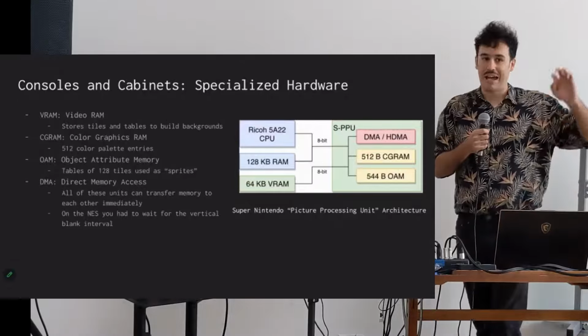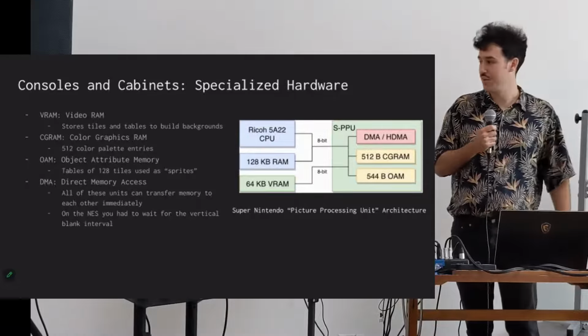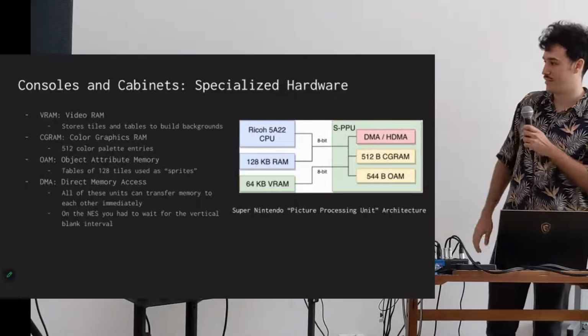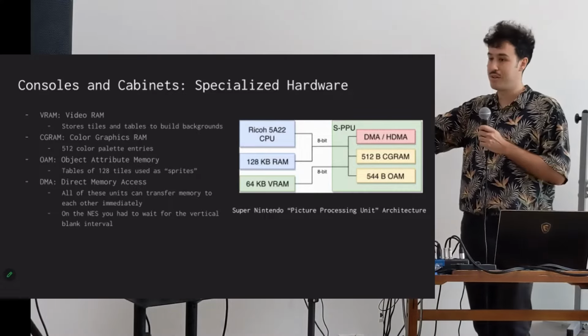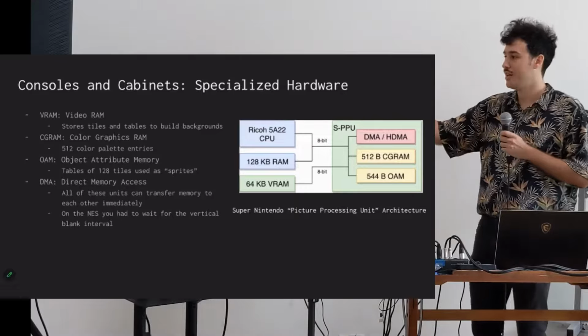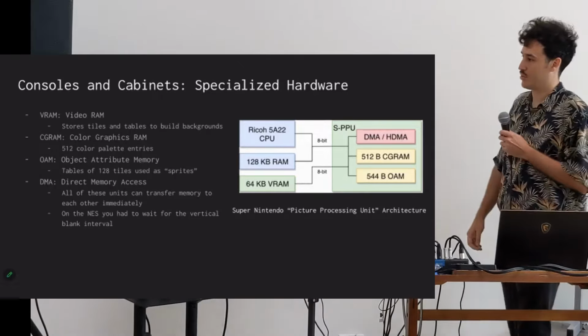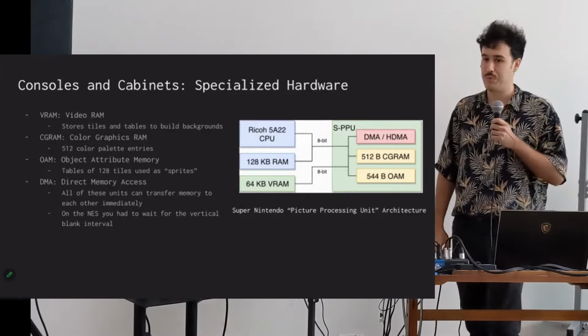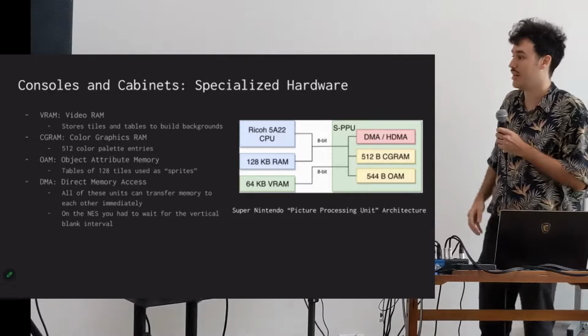So we're going to go way back to the good old days of 1991. We've got the Super Nintendo. This is a very basic diagram of the organization of the memory structure of the Super Nintendo. We have video RAM, and video RAM is going to store tiles and tables that you can build backgrounds out of, and sprites also.